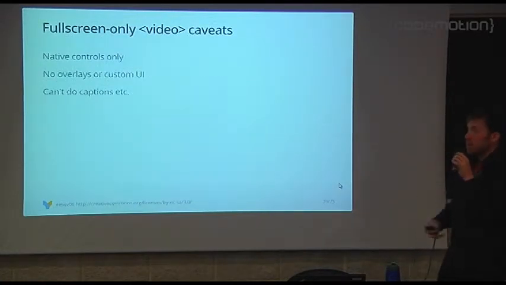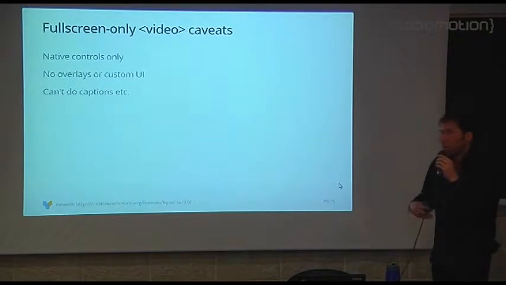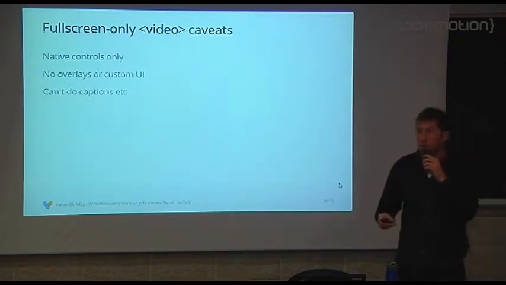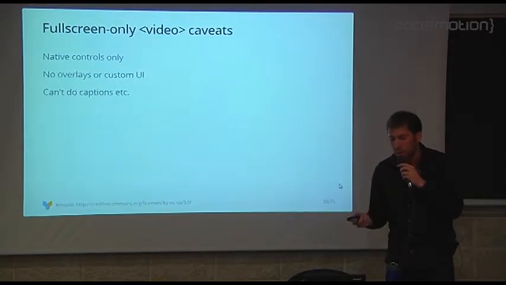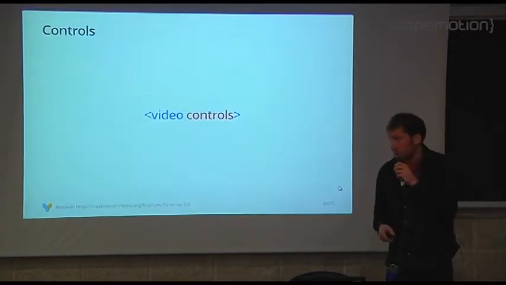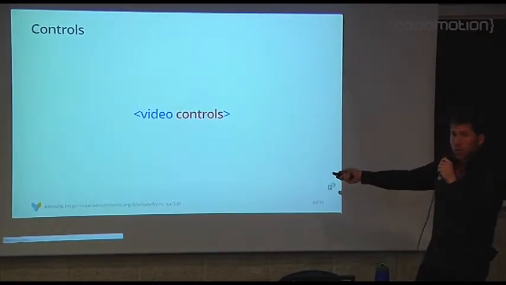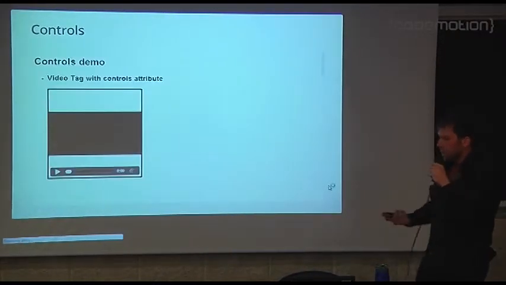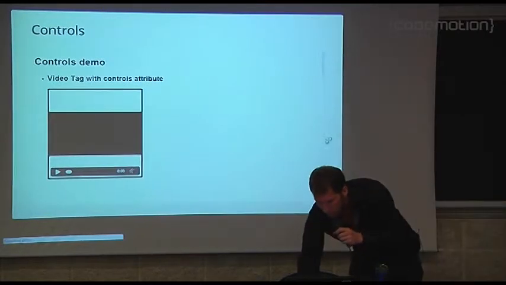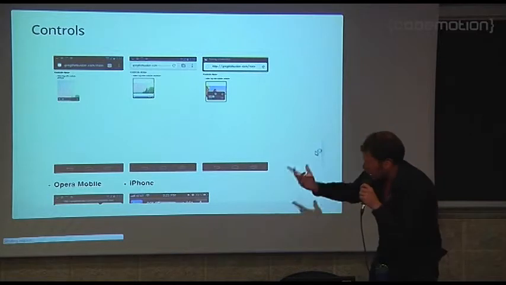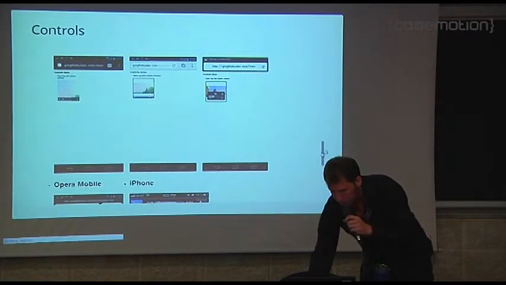One of the disadvantages of when it goes into full screen is you're only going to get the native controls, so you're not going to be able to overlay custom UI and do extra features. But we'll talk about controls in detail. So the next thing, we have this controls attribute. That's great. But again, the browsers render controls in a lot of different ways. So I have some snapshots again.